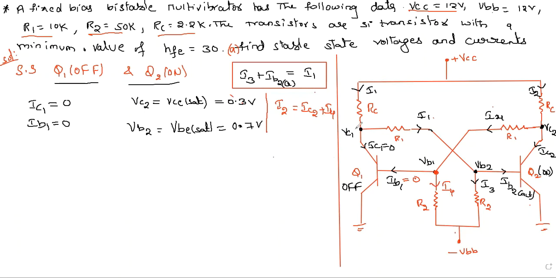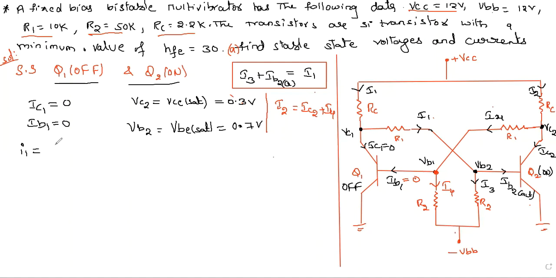Now we need to find VC1, I1, I4, I2, IC2, everything. So now let us calculate I1. According to nodal analysis, here I know VCC, that is 12, and here I know the value of VB2. If I apply KVL, VCC is equal to I1 RC plus I1 R1 plus VB2. So I can apply nodal analysis between these two branches because the same current is flowing throughout these branches.